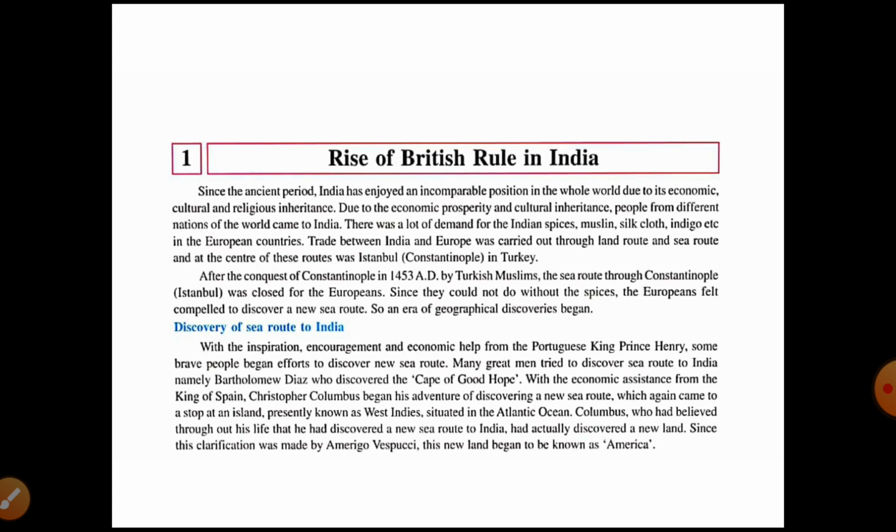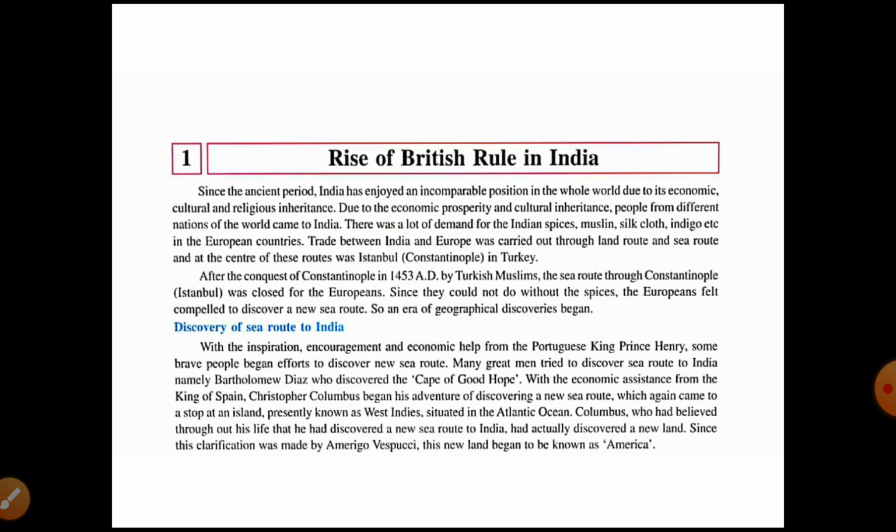There was a lot of demand for Indian spices, muslin, silk, cloth, indigo, etc. in European countries. From the beginning, the European countries imported all Indian goods into their countries, which were in great demand there. Without spices, the people of European countries were not able to eat.